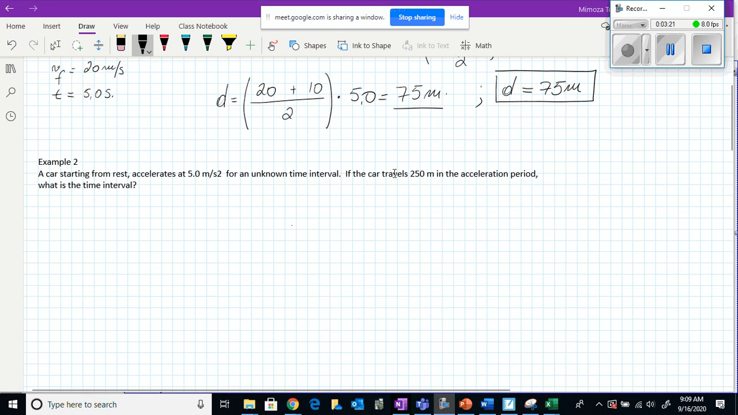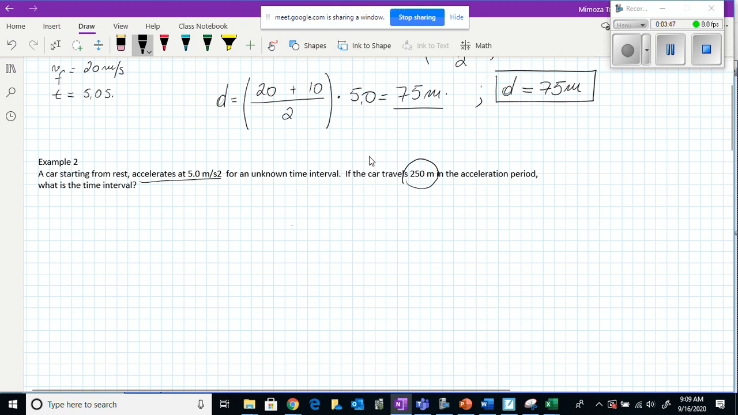Okay, let's move to the second example. A car is starting from rest and accelerates at 5.0 meters per second squared for an unknown time interval. If the car travels 250 meters in this accelerating period, what is the time interval?